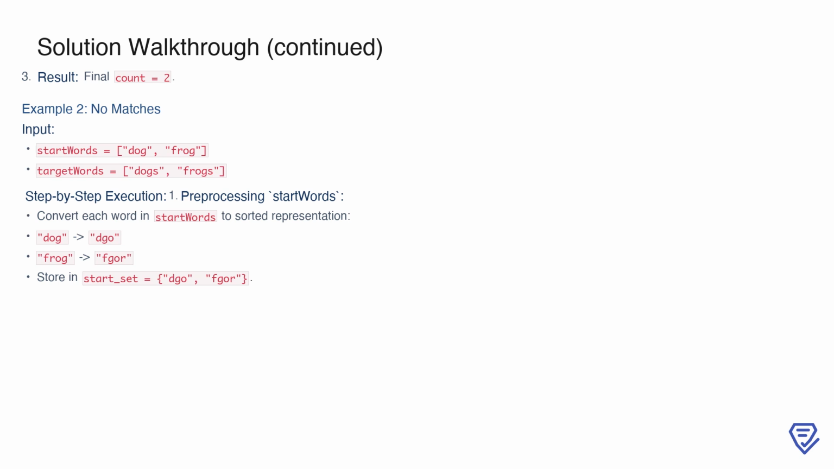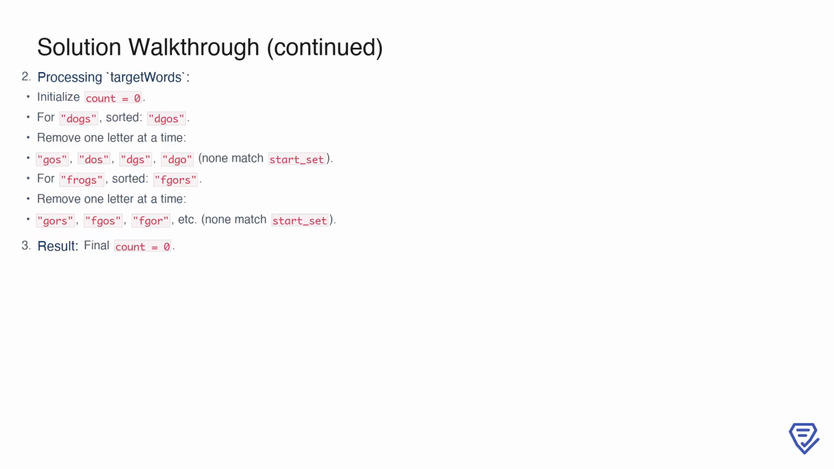Now, let's consider the next example where no matches are found. In this case, the start words are dog and frog. Sorting these gives dgo and fgor, which we store in start_set as dgo, fgor. This pre-processing step ensures that we're ready to efficiently check matches when processing the target words list.